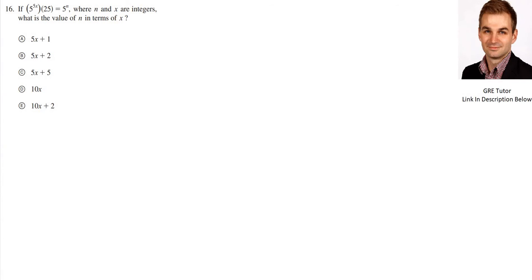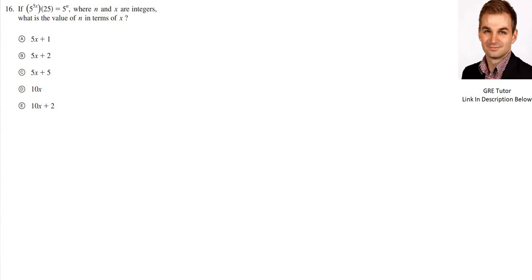Alright, so let's go through this. This is about rules of exponents, really, I think. It says if 5 to the 5x times 25 is equal to 5 to the n, where n and x are integers, what is the value of n in terms of x?